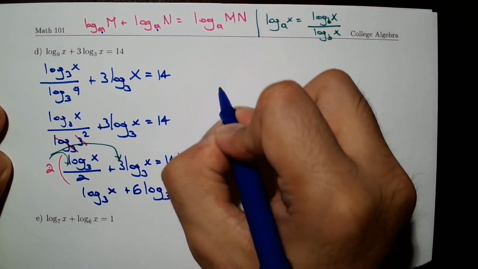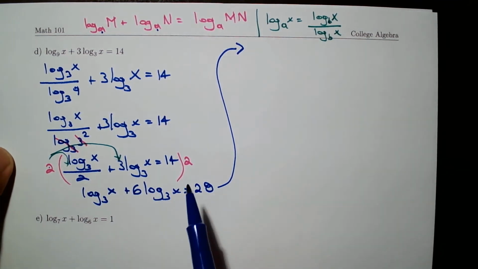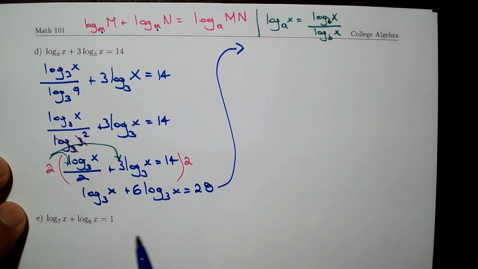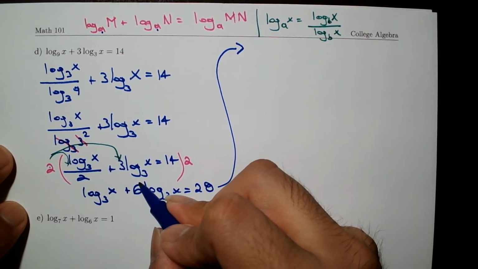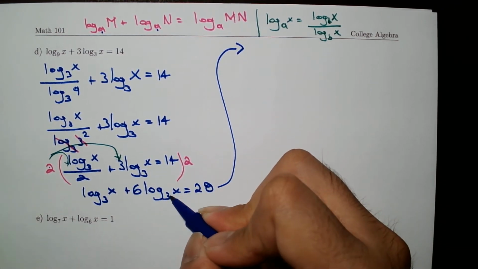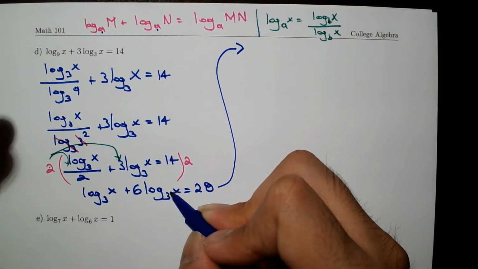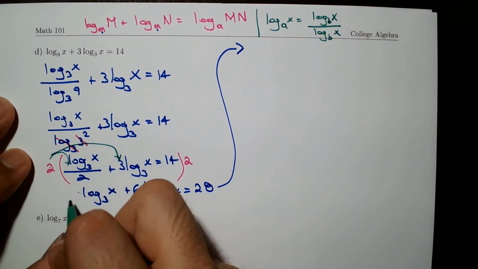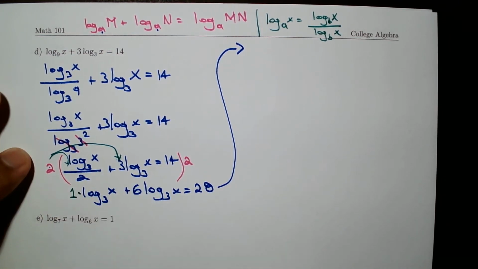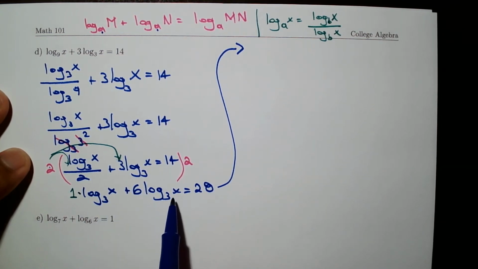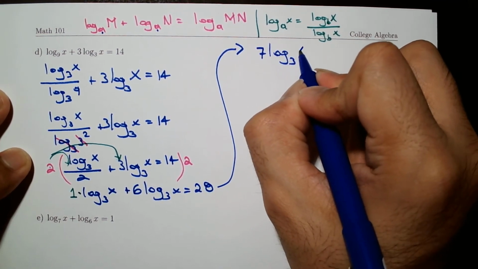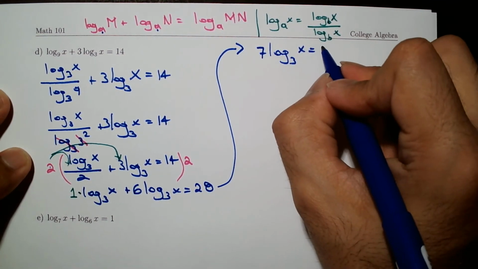I'm gonna continue up here. So now we may be able to combine these together. Before, I know what you're thinking, you want to multiply and increase the power of this. So no, you don't want to do that. These are like terms. There is an invisible 1 multiplying here, if you think about it like this. So 1 log base 3 of x plus 6 log base 3 of x, that's gonna give us 7 log base 3 of x equals 28.